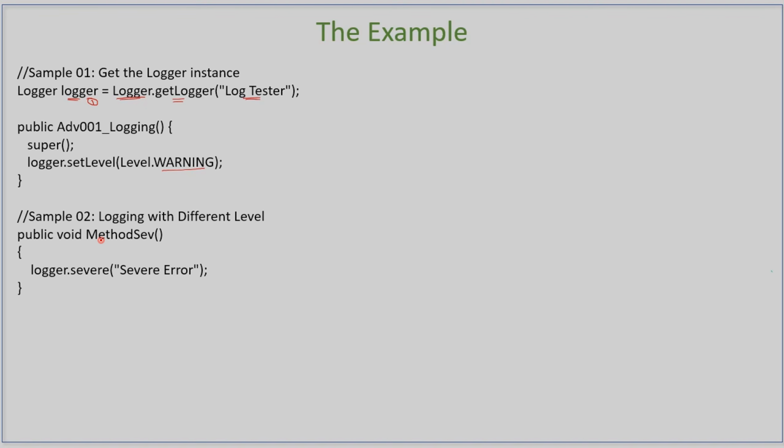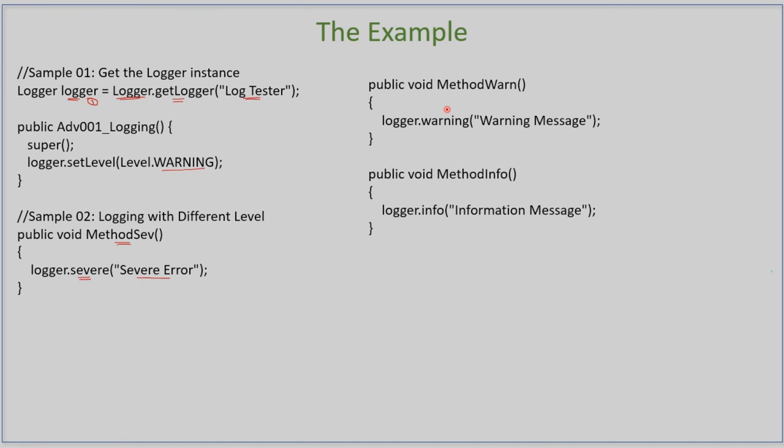Next we have a method, severity message, logger.severe, severe error. That's what this method is doing. Here we are making a call to logger.severe. Severe is the method, which means it will log a severe error message. Likewise, we have other methods. In the next method, from logger we are calling the function warning. This is to log a warning message. Next, we are logging an info message also.